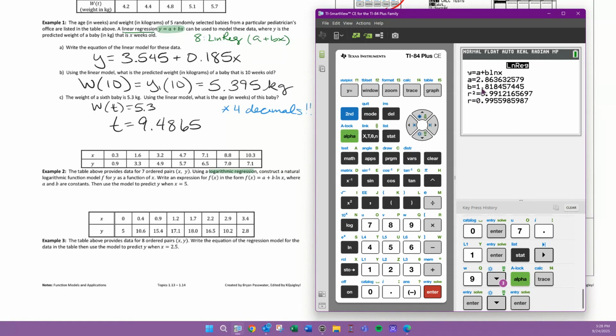It's giving me the a and the b value plus r squared and r, which will eventually become something you know about, but the a and the b value will go here, boom, a, and here, boom, b. So when we fill in this formula on our notes, if we're writing this function f of x, it would be f of x equal to a, which is 2.8636, 4 decimals, plus b, which is 1.8185 times the natural logarithm of x.